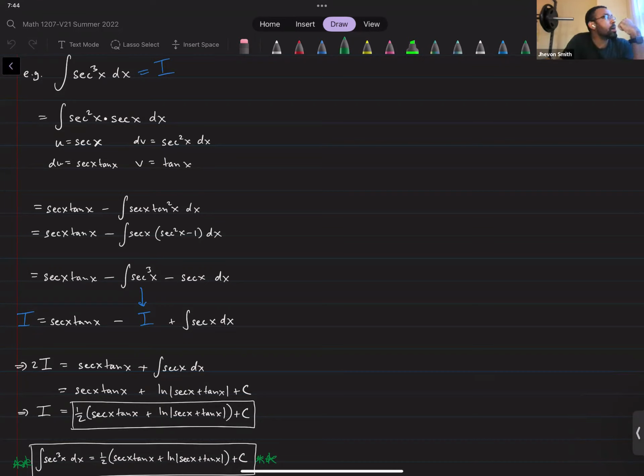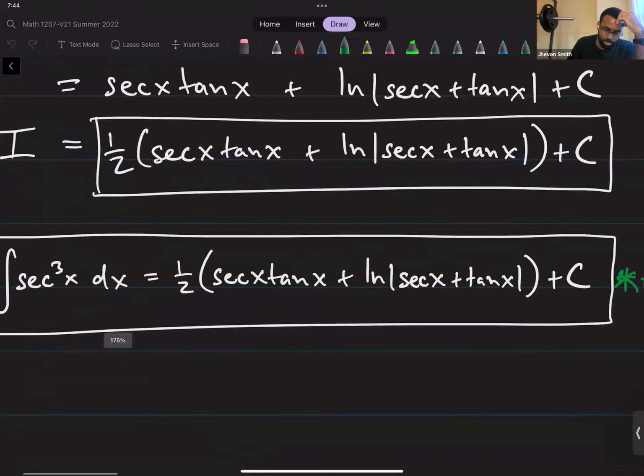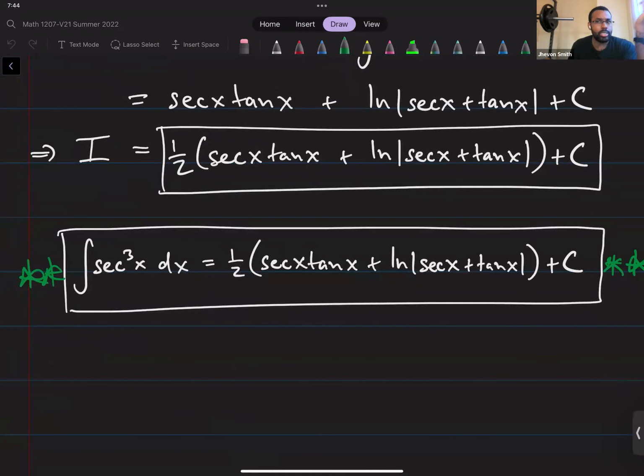There are other methods, I think, in this class. Yeah, we're going to do something where there's another way to attack this, but this would be the standard approach for attacking this. And on top of that, I would probably recommend that you just kind of memorize that thing, because secant cubed tends to show up when you least expect it in other scenarios.